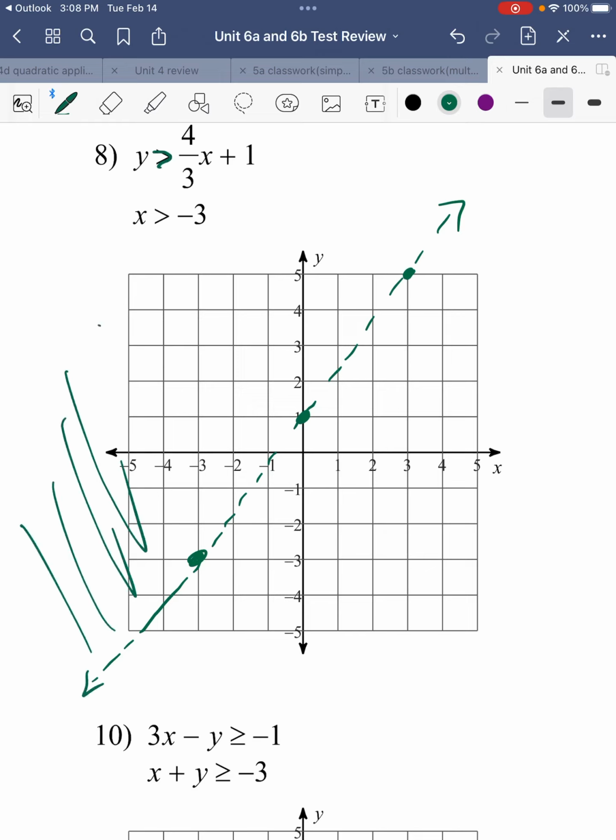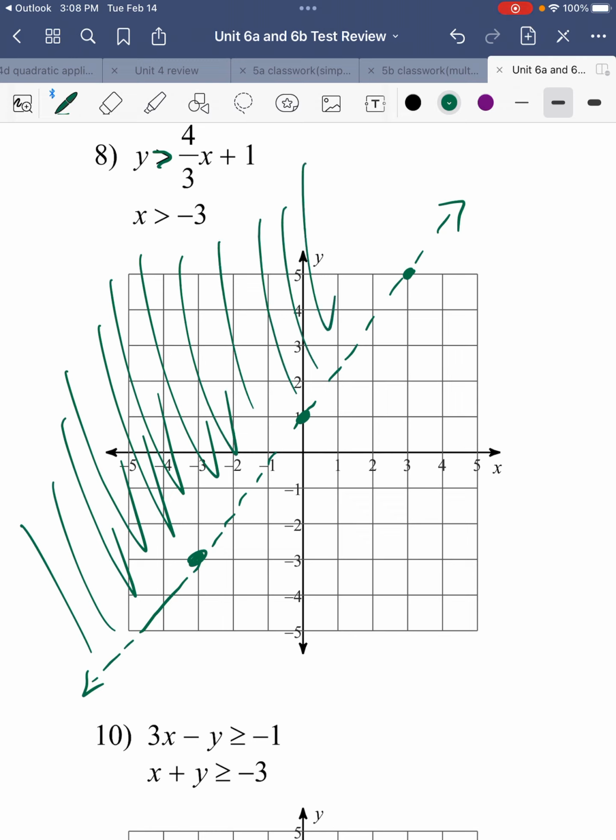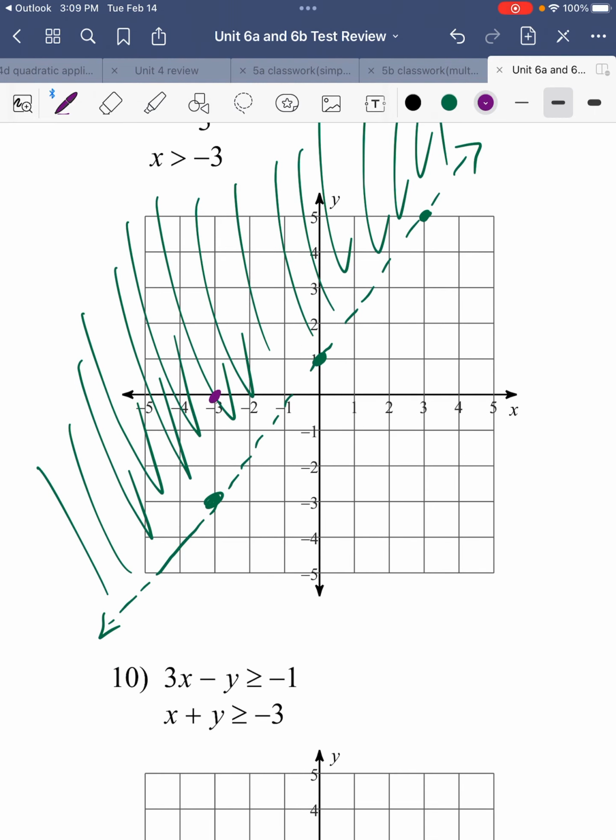And then it's greater than, so shade above the line. Now in the second one, we have x is greater than negative 3. When x equals negative 3, x equals is always a vertical line. You could always think, where does x equal negative 3? Anywhere along this vertical line is where x equals negative 3.